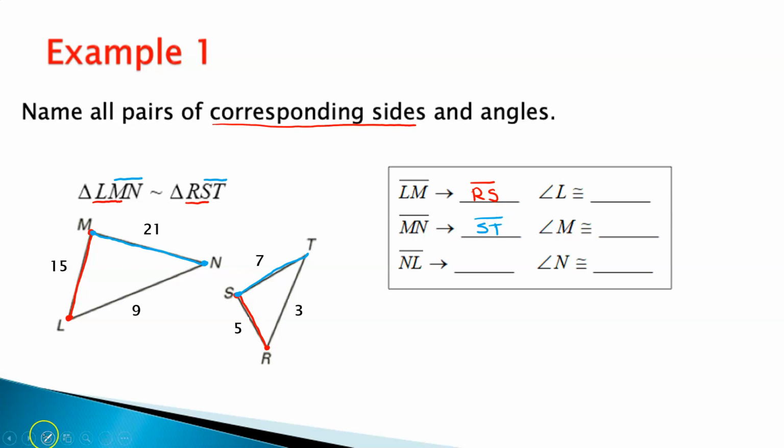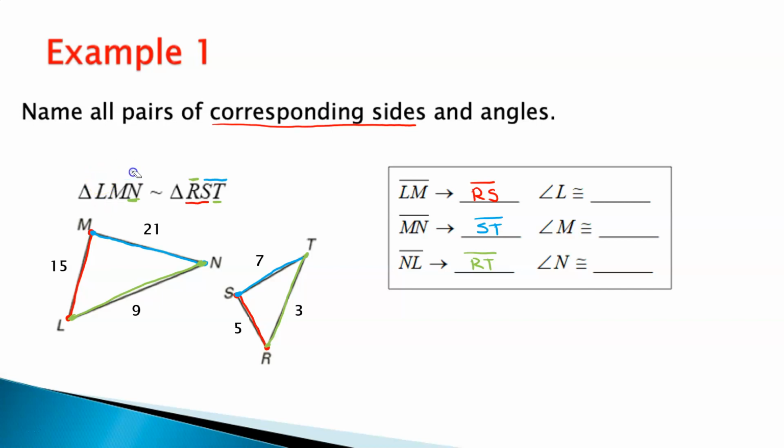And then, of course, the last one. It's kind of obvious here, but I'll go ahead and label it. We were using the first and the last letter, L to N. We're also going to use the first and the last letter in that statement there. So we're going to say R to T. So those are the sides that are matching up. Line segment NL is corresponding to RT. Okay, so that is just our matching game, corresponding sides.